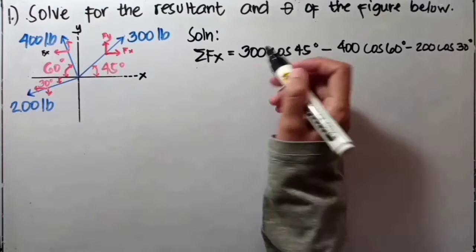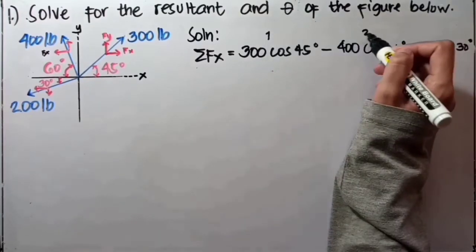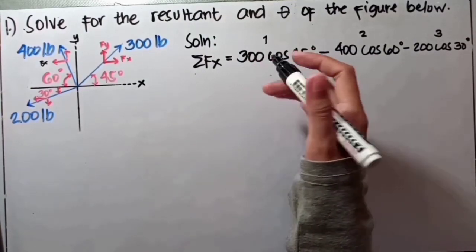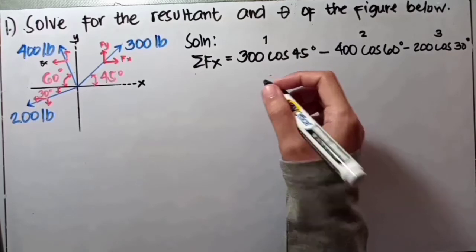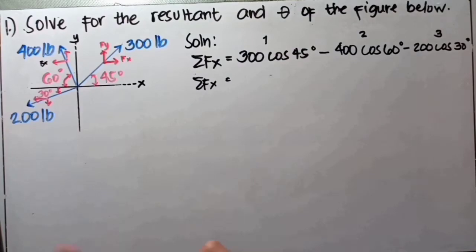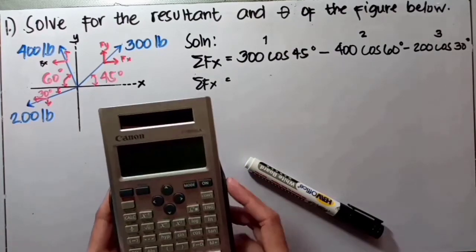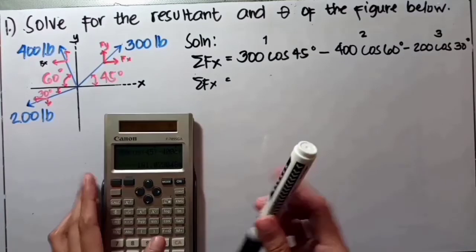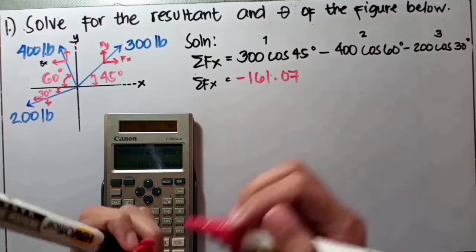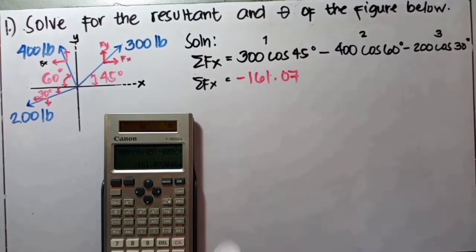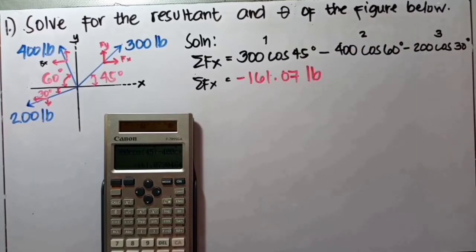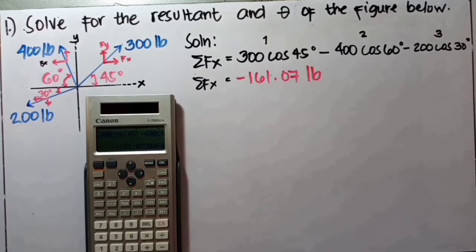So, that's all. There are only three. This is 1, 2, 3. So, there are only three forces, so there are also only three forces X. So, we can now calculate this. So, for the summation of forces X, let's do the calculation. So, we have an answer of negative 161.07. We will consider only 2 decimal places. We will put the unit pounds. So, don't forget to put the unit in your answer because you will lose points if your professor checks it.